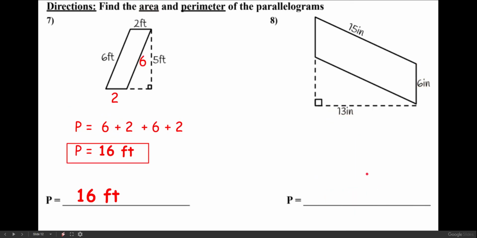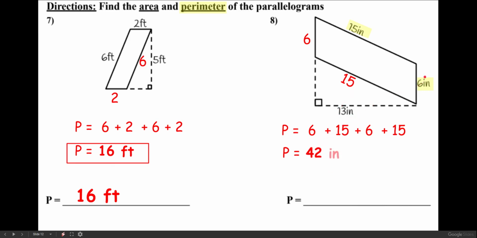Last part, looking for the perimeter of this. If this side is 15, we need to figure out what this side is. Well, it's 15. Now, what's this missing length right here? Well, this is 6, which means this over here is 6. So let's add up all those outside lengths. 6 plus 15 plus 6 plus 15. If you add those up, you get 42.